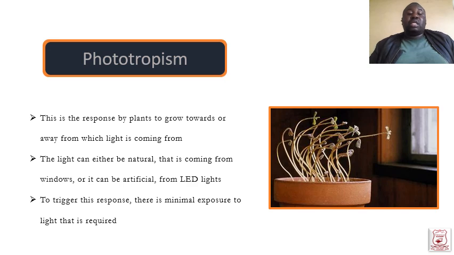The light in question can be different. It can be natural light from the sun, or it can be artificial light. But plants respond the same when exposed to light. So light triggers the response of growth in plants as they grow towards where light is.